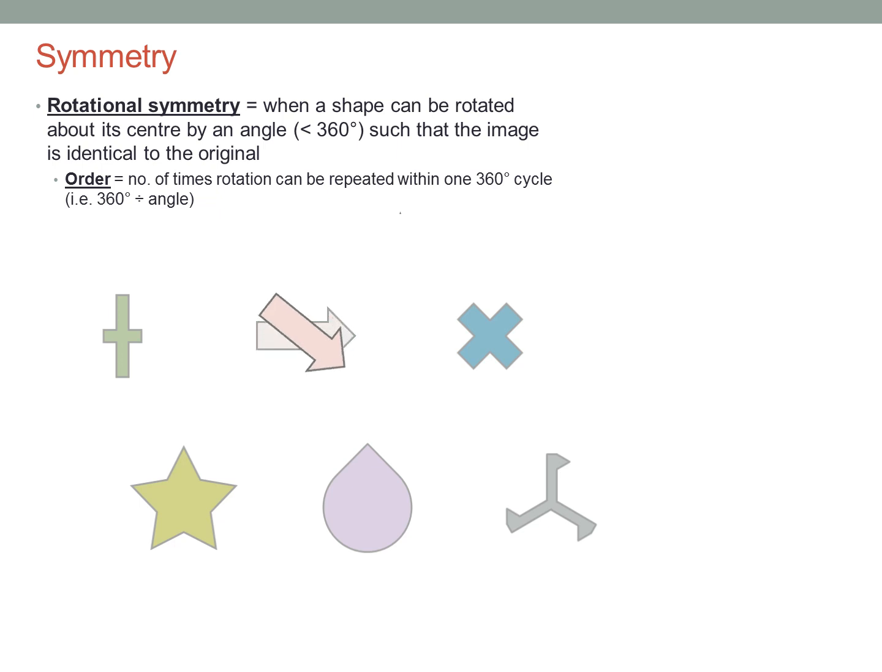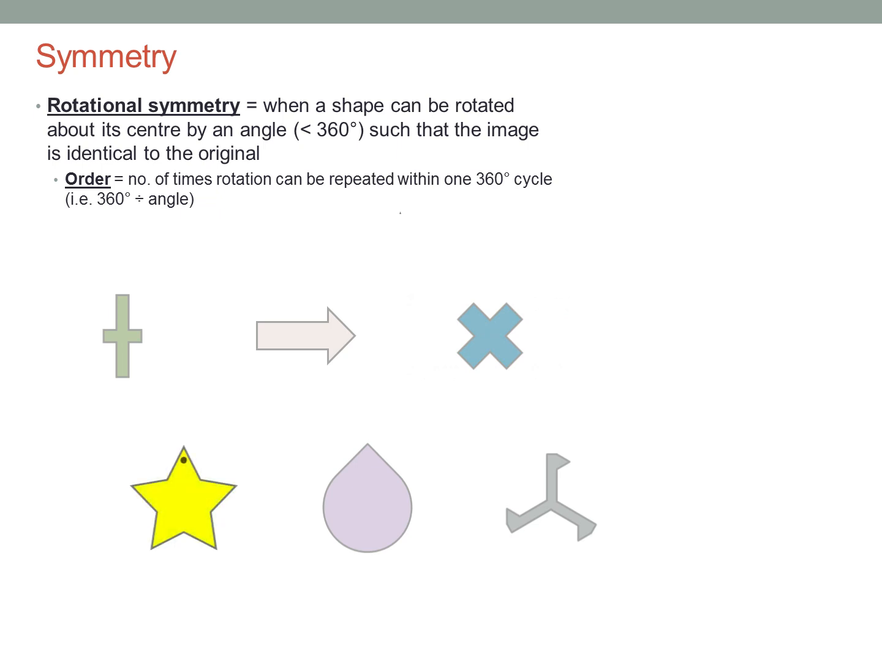The arrow cannot be rotated through any angle less than a full turn. Technically, you could say it has rotational symmetry of order 1, but since that's pretty meaningless, we usually just say it has no rotational symmetry. The thick cross has rotational symmetry of order 4. There are 4 different positions as you rotate it around where it looks the same as it did at the start. Each position is 90 degrees apart, 360 divided by the order, 4.